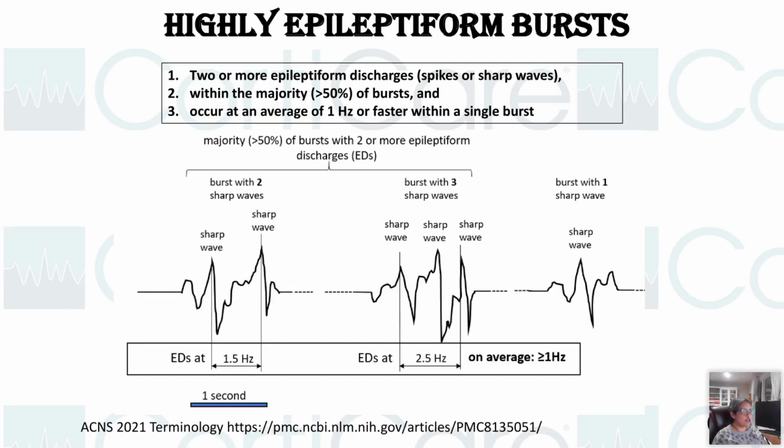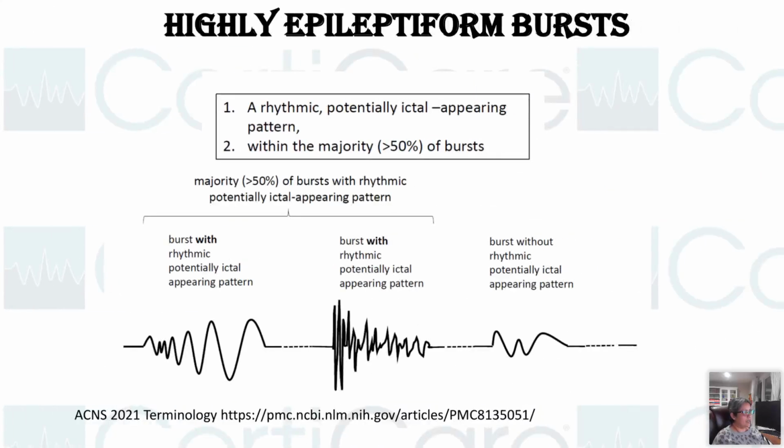That means the first 2 are considered highly epileptiform. However, the third one is not considered highly epileptiform. These are epileptic discharges. These are interictal discharges, but they are not categorized as highly epileptiform. And this is occurring in more than 50% of the bursts, and the frequency is more than 1 hertz. Okay, and then there is one more. This is another pattern to be called highly epileptic.